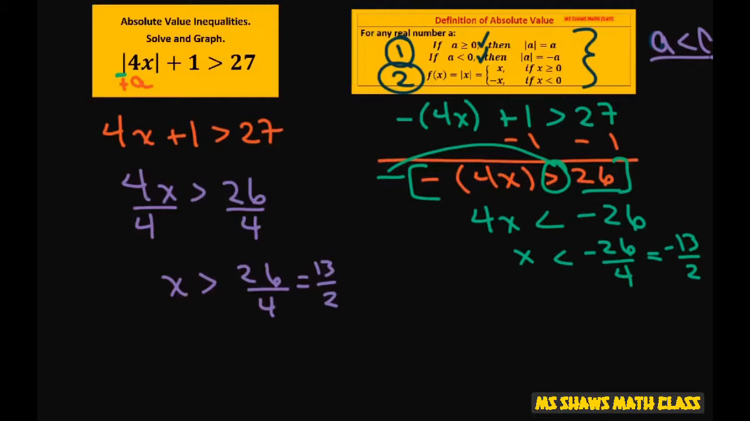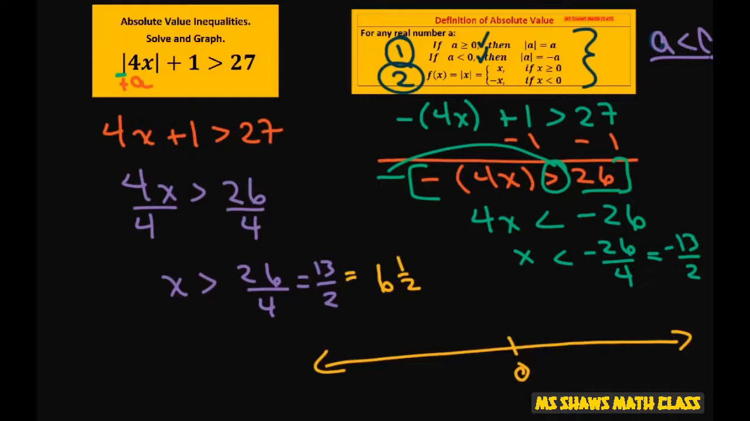All right, now let's graph it. So we have a 0. 13 halves is 6 and 1/2. So I'm going to put it right here. I'm going to go ahead and call it 13 halves. And I'll put this as negative 13 halves. Now, it can't equal it. It's greater than or less than. So these are going to be open intervals.